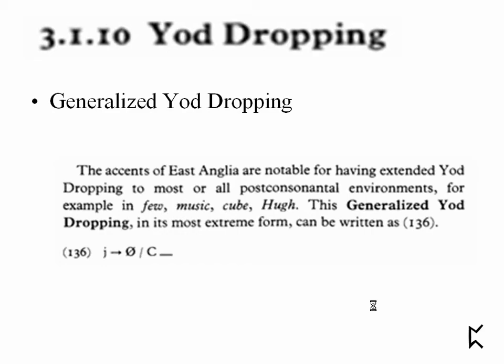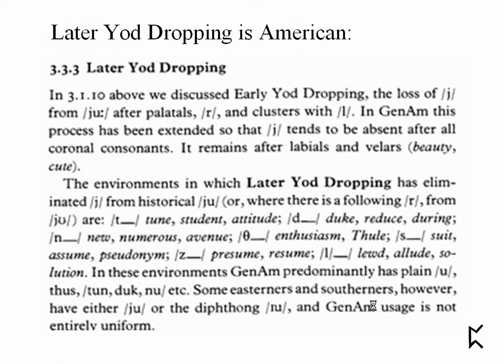But aren't there some dialects where people say noo? Yeah. Later yod dropping. This is the thing that has happened. We're still talking about American. Yeah, now we're talking about American. Early yod dropping, the loss of y after palatals and so on. In general American, this process has been extended so that y tends to be absent after all coronal consonants, the front consonants and the upper consonants.